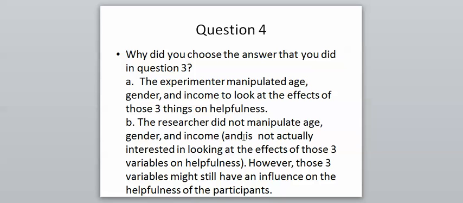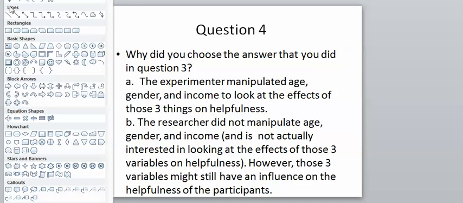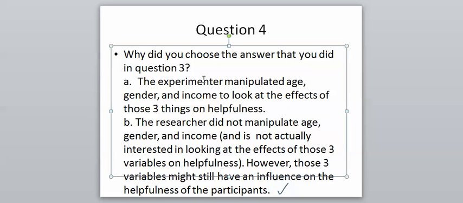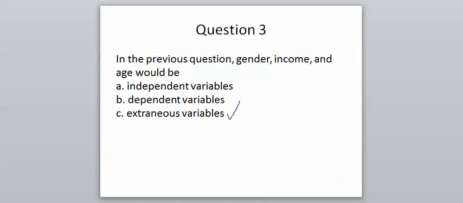And we're actually not interested in looking at the effects of these things on helpfulness. They're outside of the focus of our study, but they still might affect the results, which means that's why they're extraneous variables. So this explains why you would have chosen extraneous as the answer to question 3.